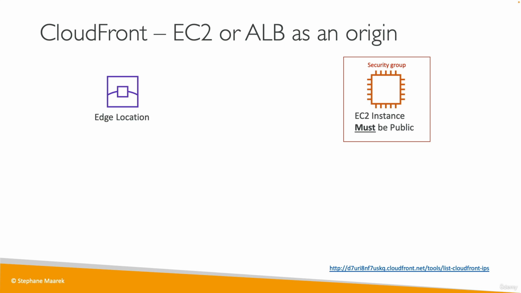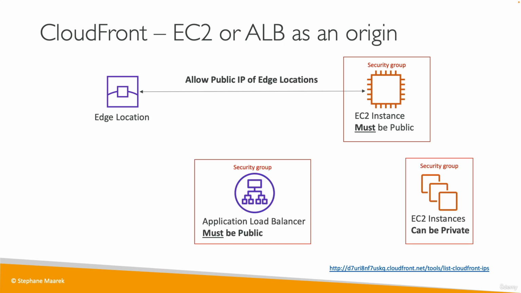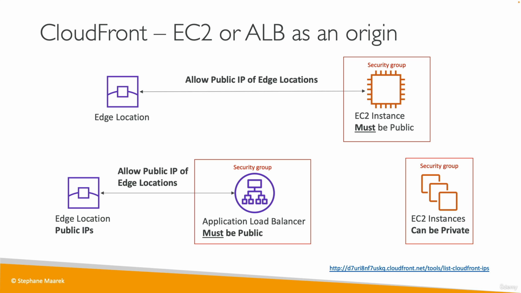In this case, the EC2 instance must be public so that the edge locations can access your EC2 instance. And it's possible for you to customize a security group so that you only allow the public IPs of the edge locations. It's also possible for you to expose your application through an application load balancer. Again, the ALB must be public, the EC2 instances can be private, and therefore, on the security group of the ALB, you allow the public IPs of the edge locations, and then you have normal security between your EC2 instances and your ALB.